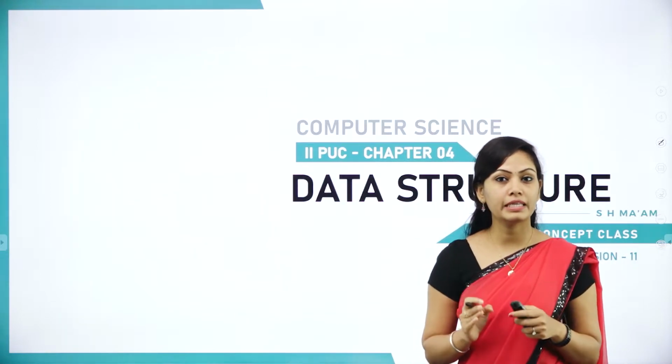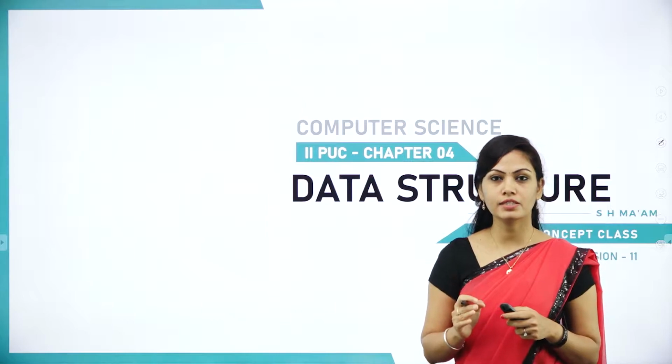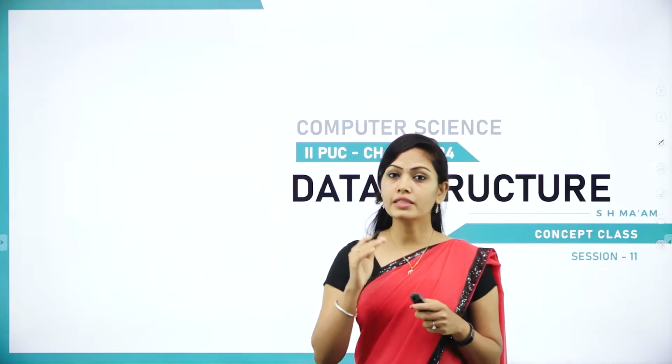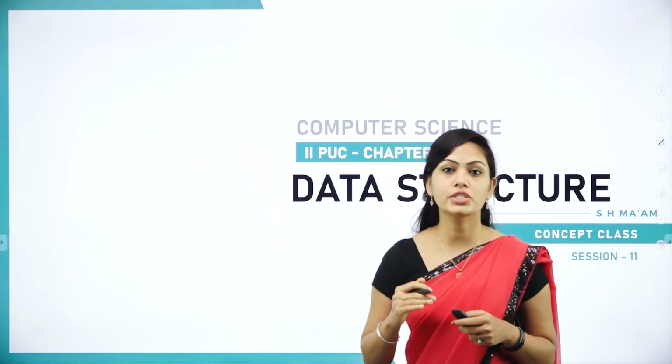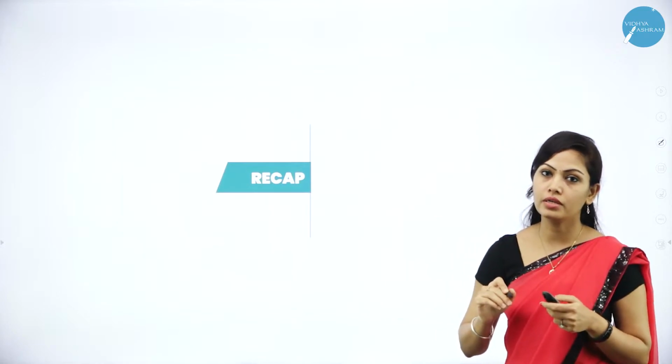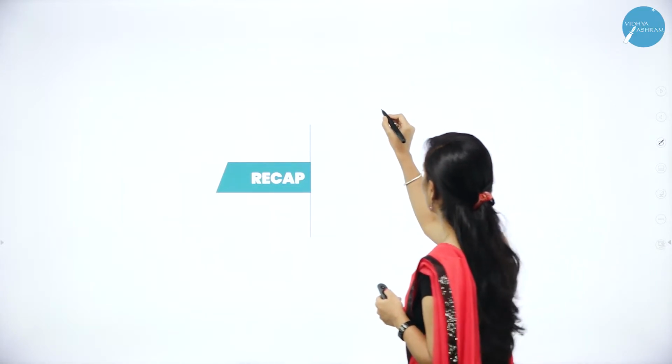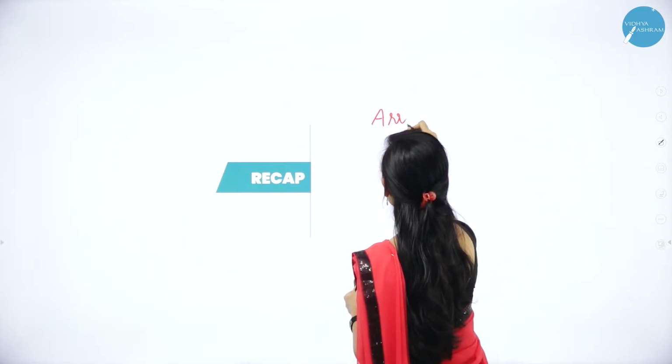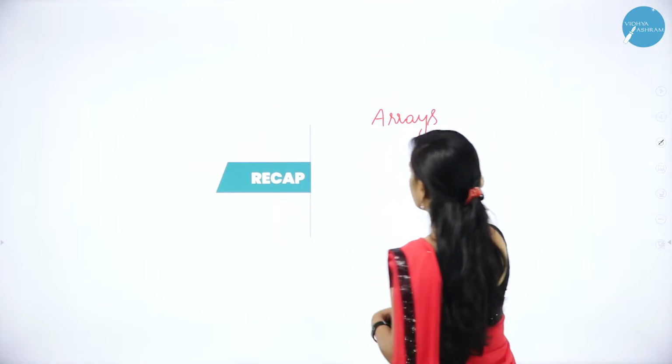Already in my previous session I have discussed about linear data structure. So what do you mean by linear data structure? Linear data structure is a data structure where all the data are arranged in a sequential order. Examples, we have arrays, stacks, queues and linked list.